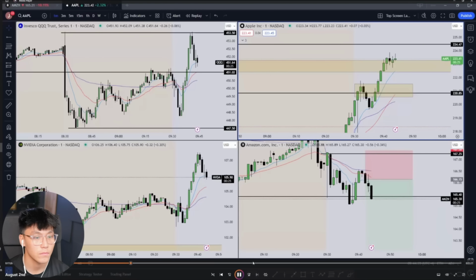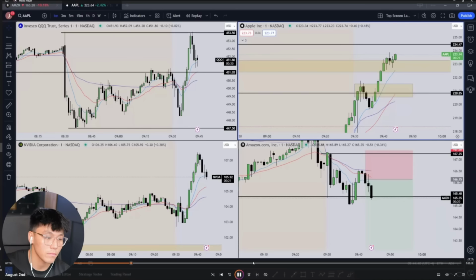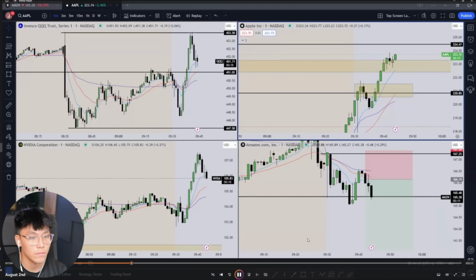Okay, I bought some Amazon 165 puts here. I like this rejection off of the Qs, and if Amazon can get underneath, if it can close underneath low of day, it can have a clear shot and flush all the way down towards really 159. I really want to see the relative weakness.